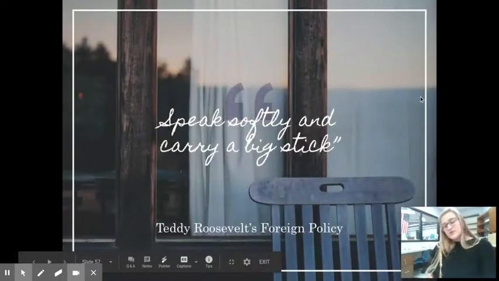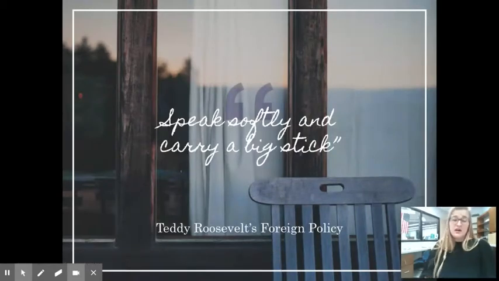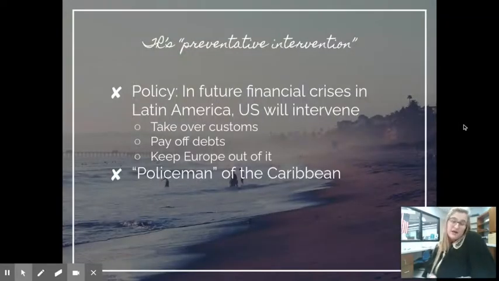So Teddy Roosevelt's foreign policy idea is speak softly and carry a big stick. So first, let's go at it with diplomacy, but also I've got this giant battering ram of a military, specifically a navy, that can kick your butt if you don't do what I say. And he's threatening Germany and Great Britain, specifically in Latin America, with speak softly and carry a big stick. It's called big stick diplomacy. Okay. He called it preventative intervention, the Roosevelt corollary.